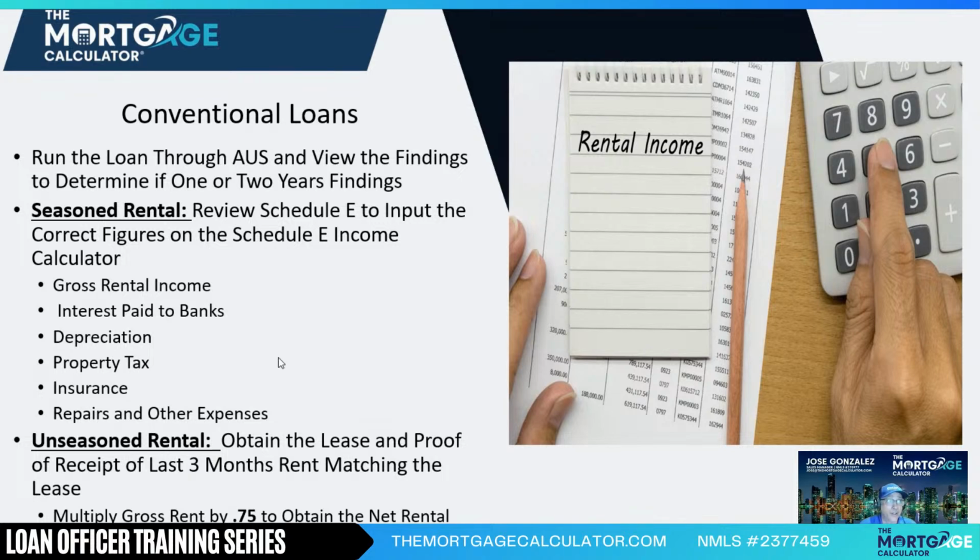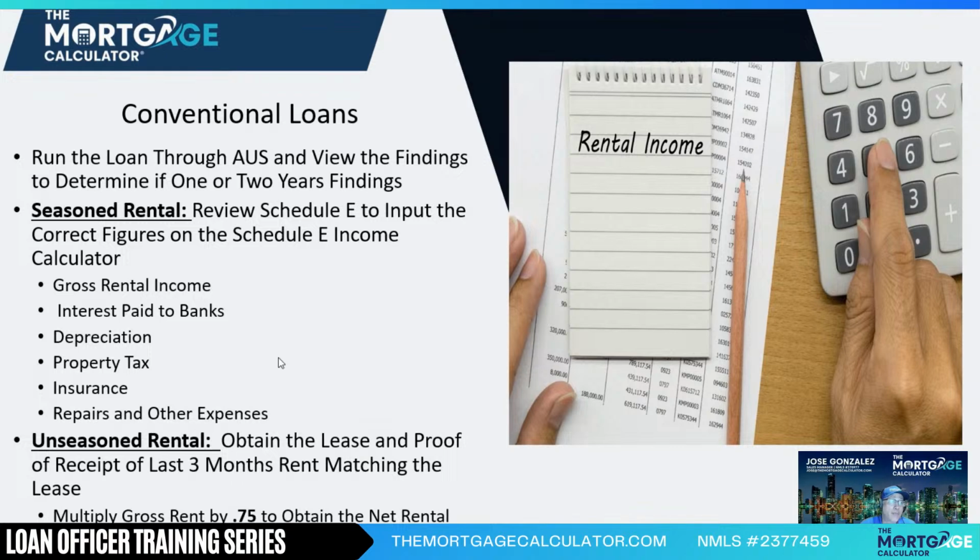So we're going to assume here that we got our 1 year's findings. So we're just going to deal with that. So you're going to go to your Schedule E and you're going to look for the gross rental income that was claimed by the borrower.